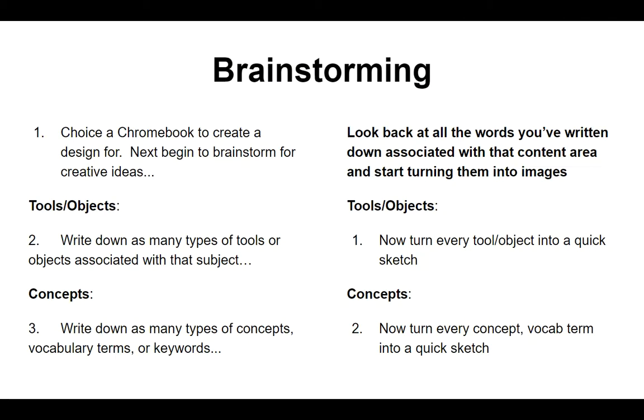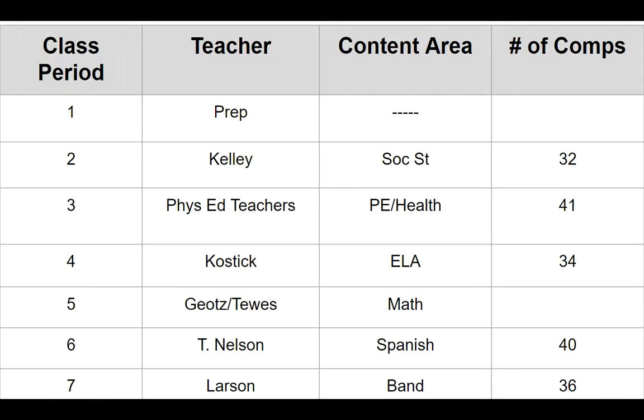So here's what we're doing today. On page 2 of your design packet, you're going to start to brainstorm ideas to solve the problem. You're going to be receiving a specific teacher and content area to focus your inspiration and brainstorming around. So for example, if you have period 2, you have Mr. Kelly, Social Studies. Period 3, you're going to have the PE teachers for health. 4, Ms. Kostick for ELA. 5, Ms. Getz, math. 6, Ms. Nelson, Spanish. And 7, Larson, band.